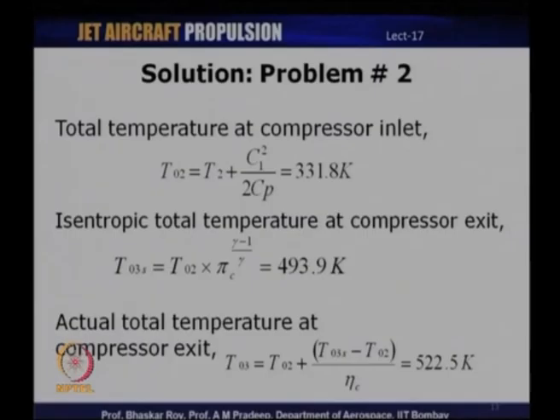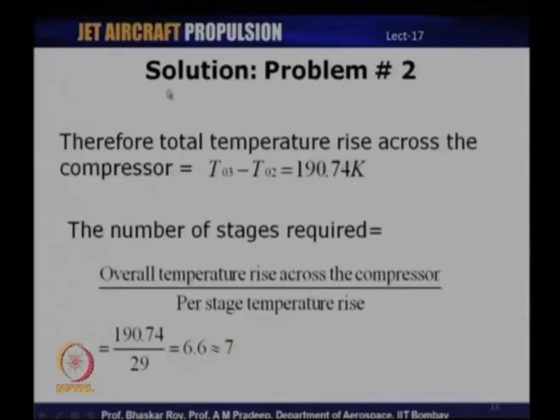That is the total temperature at the exit of the compressor if the compression process was to be isentropic. But we know that it is not isentropic because there is an efficiency specified. Therefore, we can find out the actual total temperature at the compressor exit, which is T03, that is T02 inlet temperature plus T03S minus T02 divided by efficiency. So, that comes out to be 522.5 Kelvin.